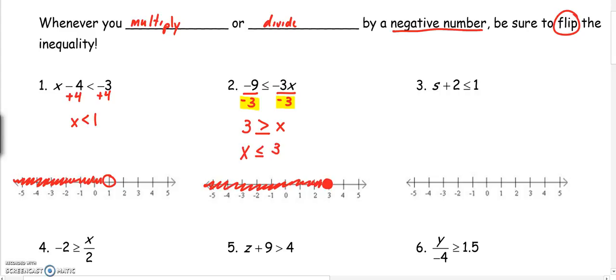Number 3, s plus 2 is less than or equal to 1. Because it's addition, the inverse would be to subtract 2 from both sides. So we get s is less than or equal to negative 1. So I'm going to find negative 1 on my number line, use a closed circle, and I'm going to shade to the left.